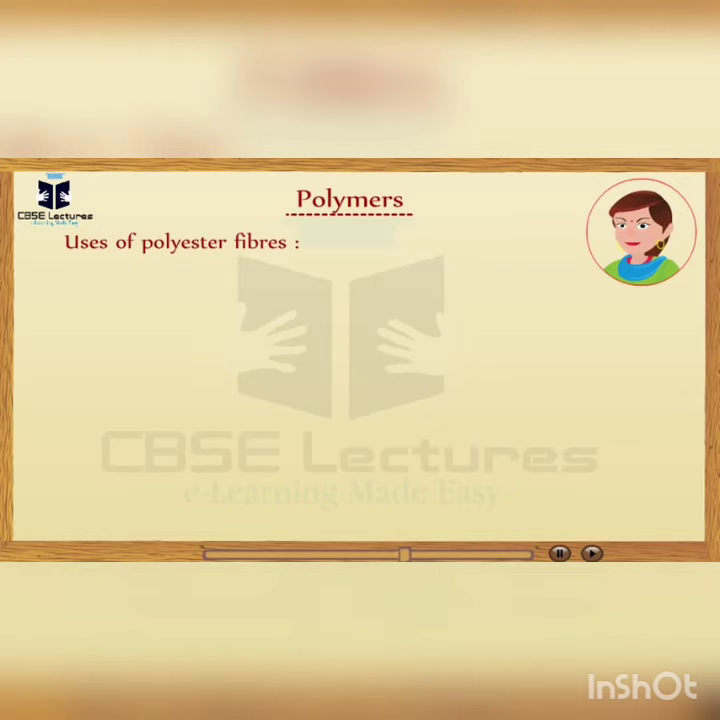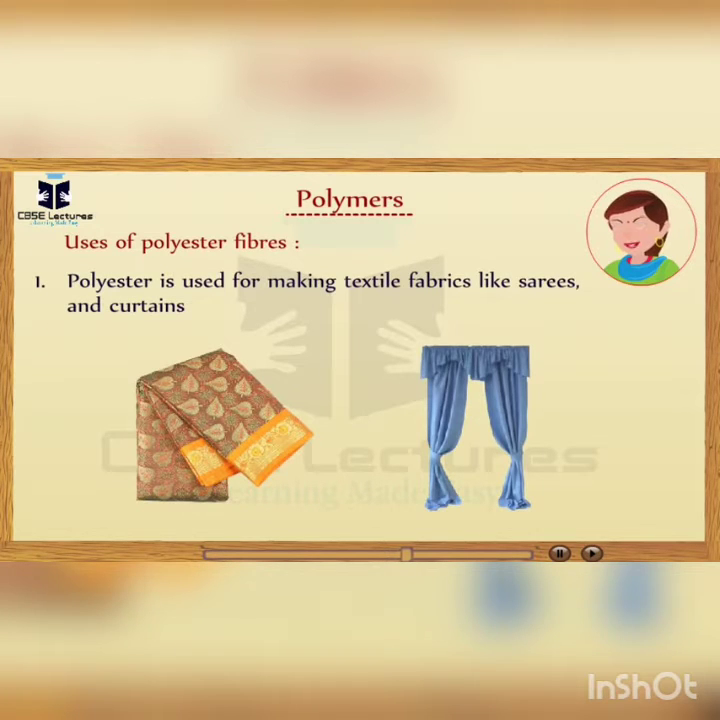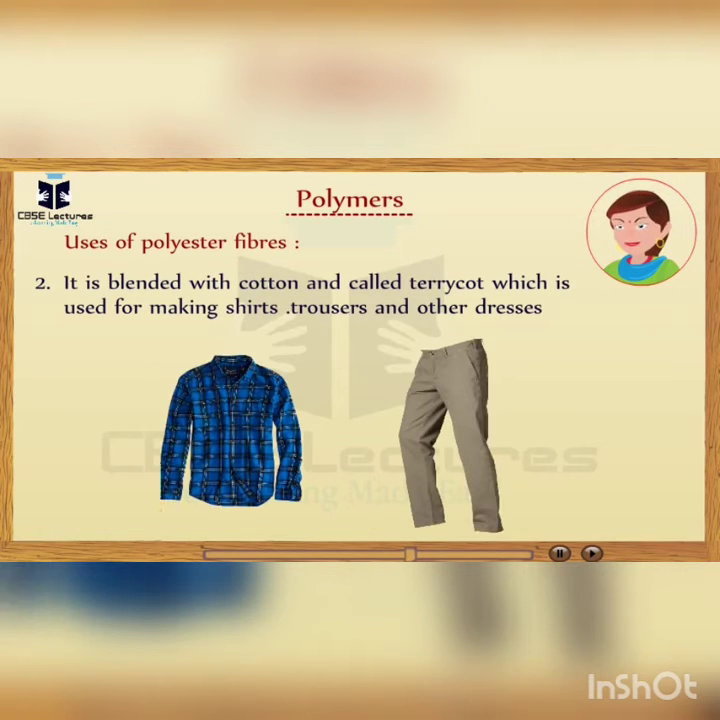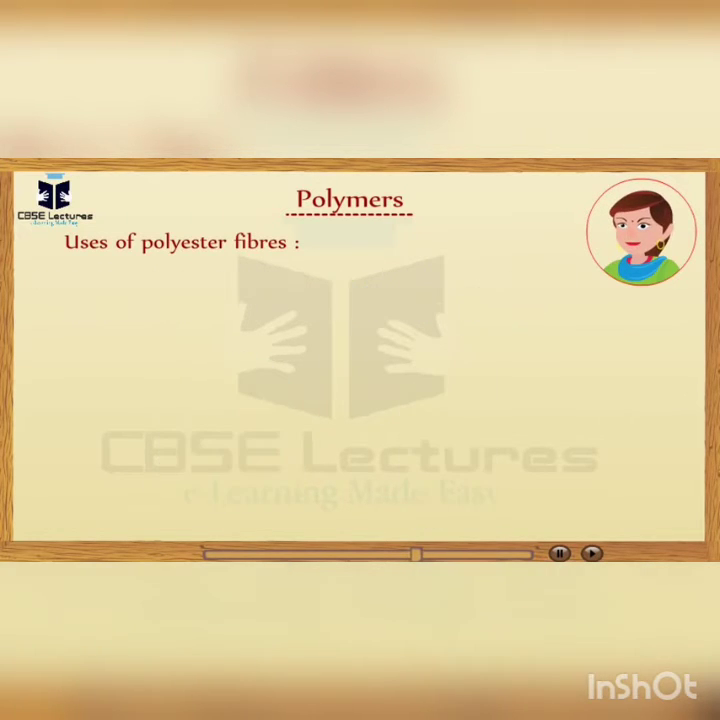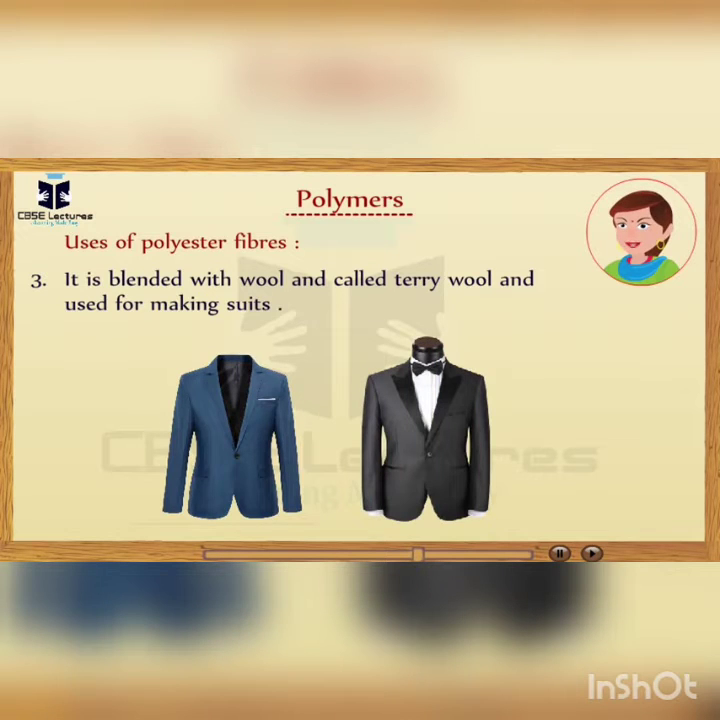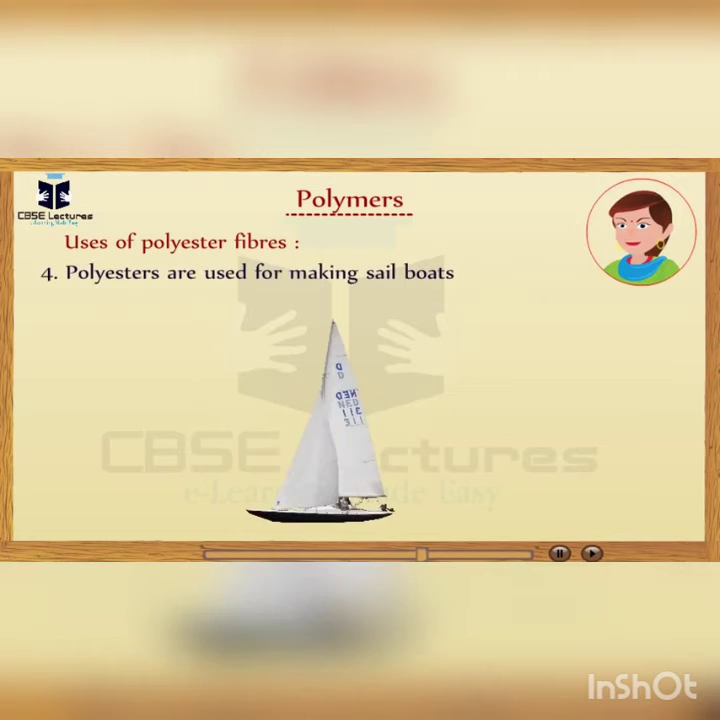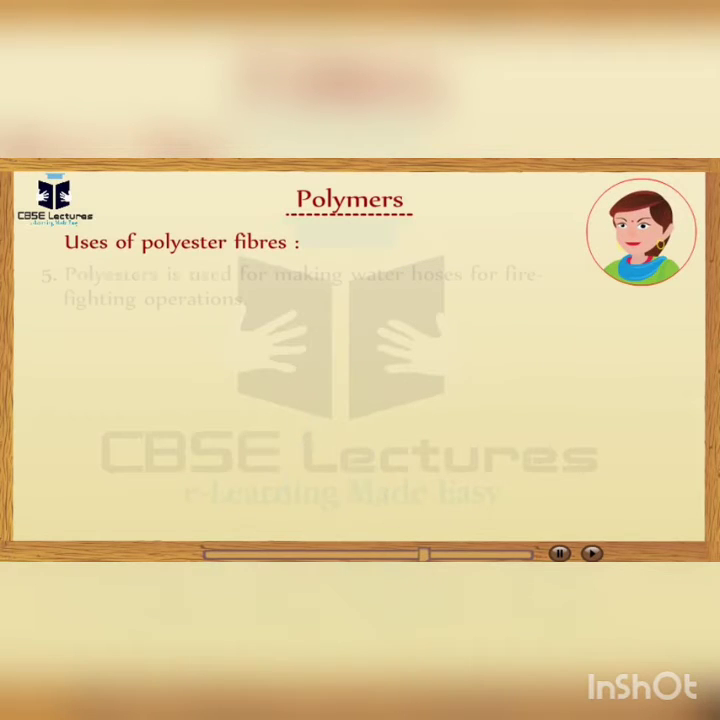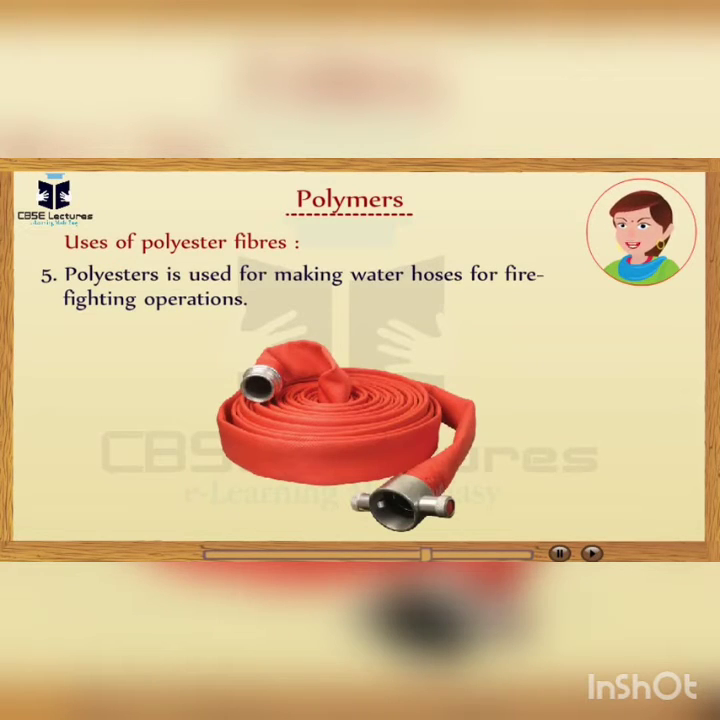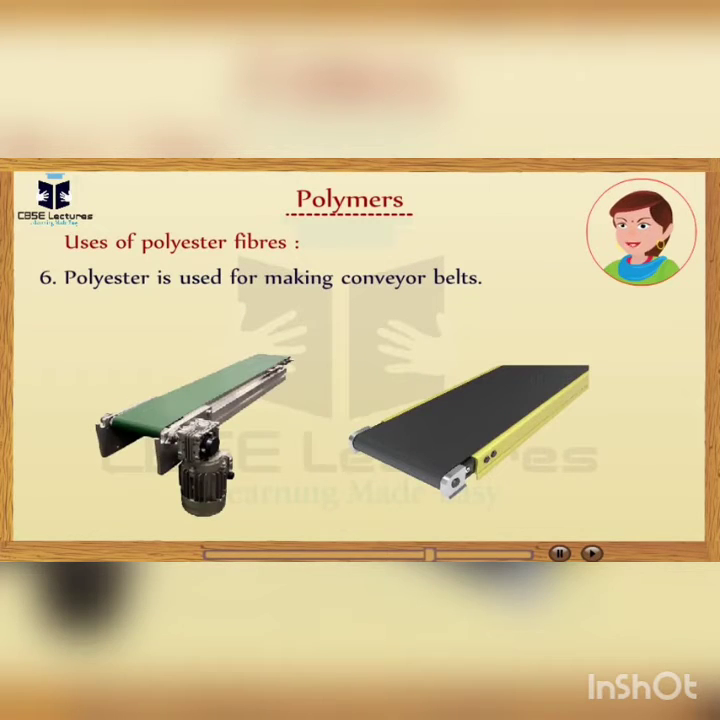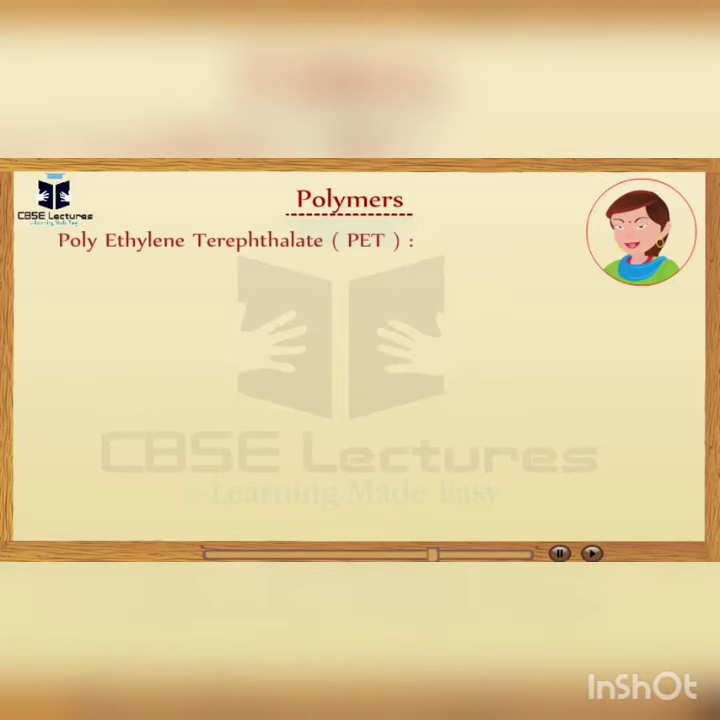Polyester is very durable and not attacked by moths and ordinary chemicals. Uses of polyester fibers: polyester is used for making textile fabrics like saris and curtains. It is blended with cotton and called Terrycot, which is used for making shirts, trousers and other dresses. It is blended with wool and called Terrywool and used for making suits. Polyesters are used for making sailboats, water hoses for firefighting operations, and conveyor belts.